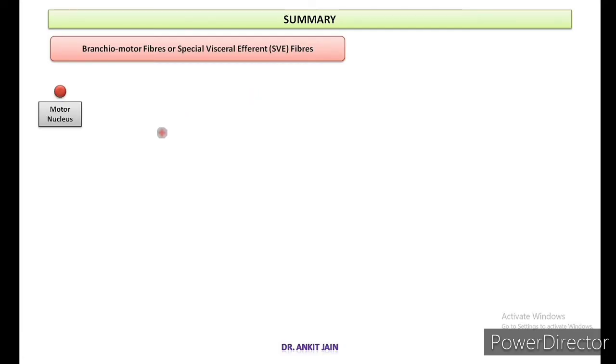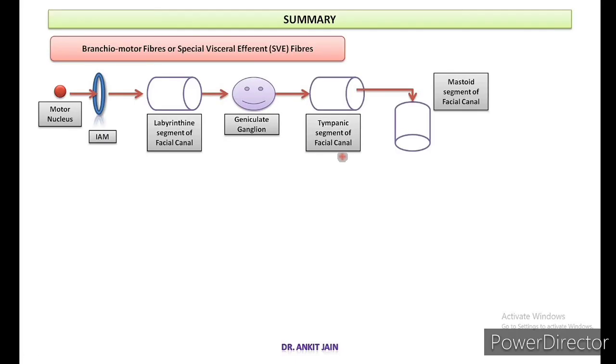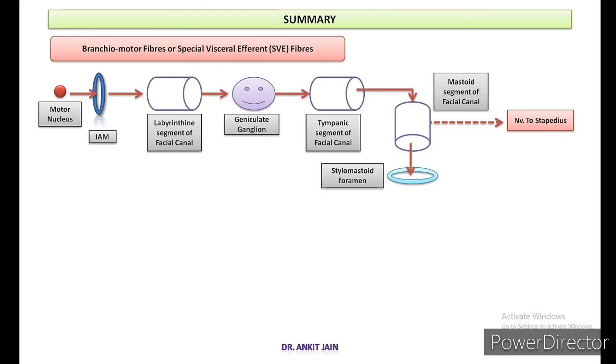Then, these fibers enter into the labyrinthine part of the facial canal through internal acoustic meatus. Then, these fibers pass through the geniculate ganglion, and without relay here, they traverse through the tympanic part of the facial canal and enter into the mastoid part of the facial canal. Here, these fibers give a branch known as nerve to stapedius. Then these fibers leave the cranium by passing through stylomastoid foramen.